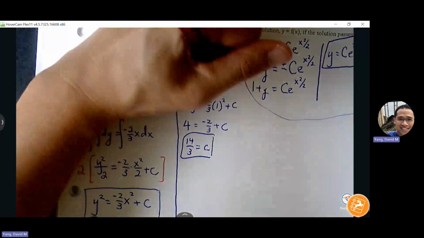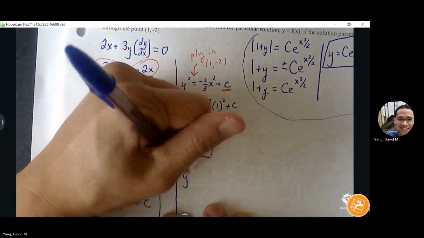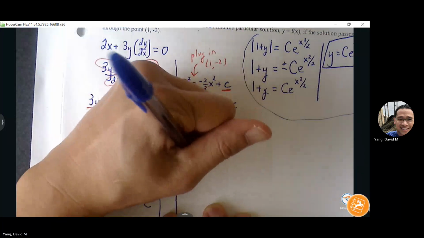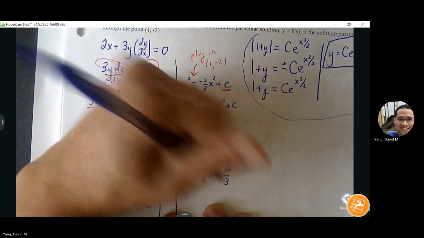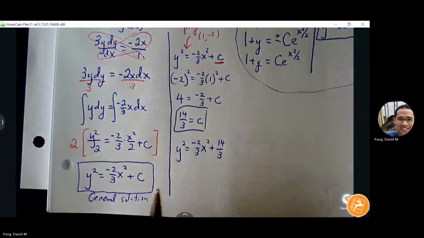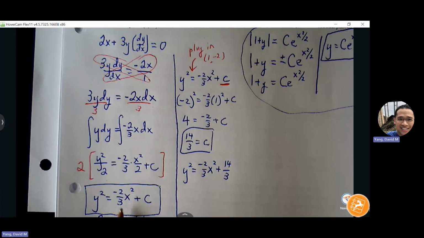So now I'm going to go back and rewrite the equation with the c updated. For the general solution, like y squared over 2, if you multiply that c by 2, the constant would be 2. But remember, c can handle any number. So 2 times c is still a constant. So we'll just group any constant as a c.